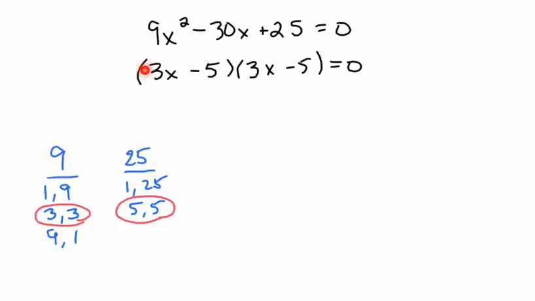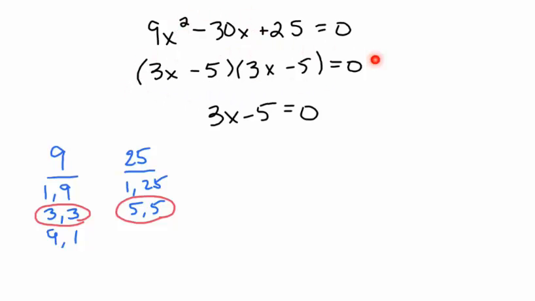Notice that the multiplication of our first two terms indeed gives us the 9x squared, and the multiplication of our last two terms does give us the positive 25. Our two outside terms here will give us negative 15, and our two inside terms will also give us negative 15 for an overall value of negative 30x.